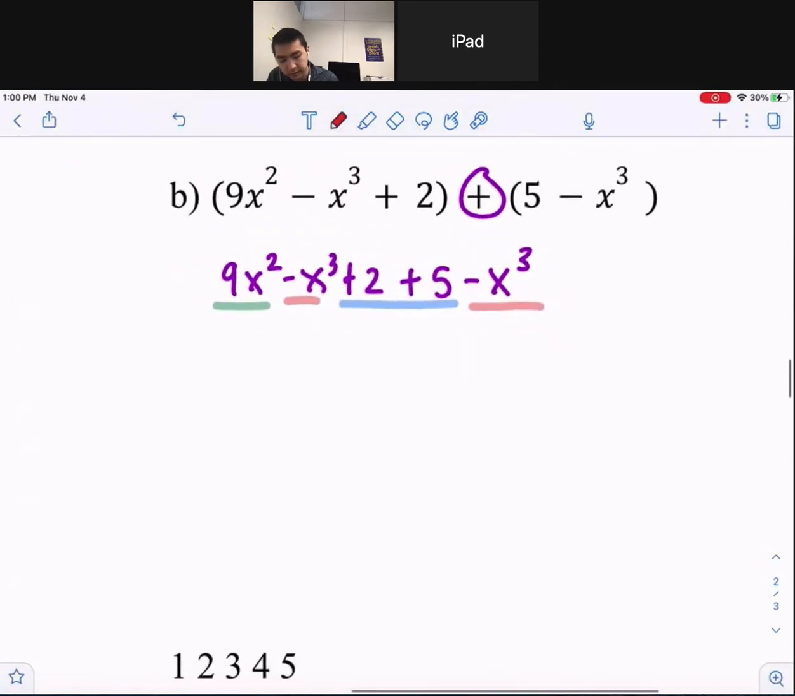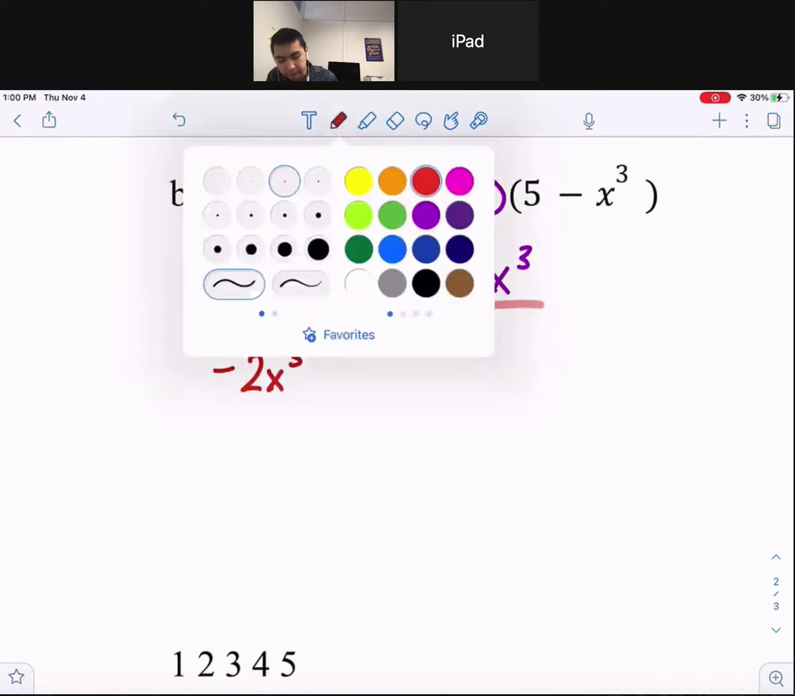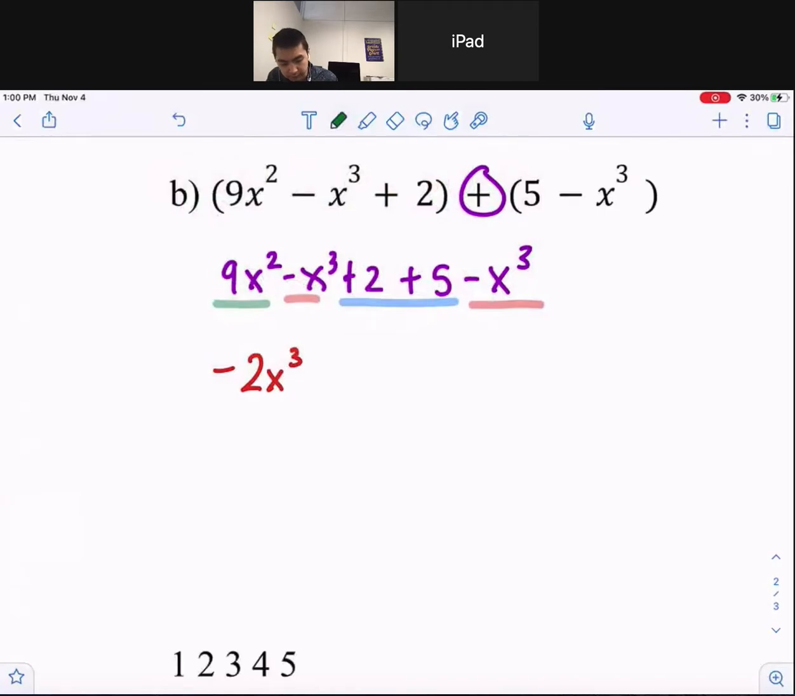Okay, combine the reds first. Negative x to the third minus x to the third, negative 2x to the third. Now the green, right? Positive 9x to the second. Now the blues, plus 7. So that's standard form. Now what's the highest degree? Third degree is the highest.